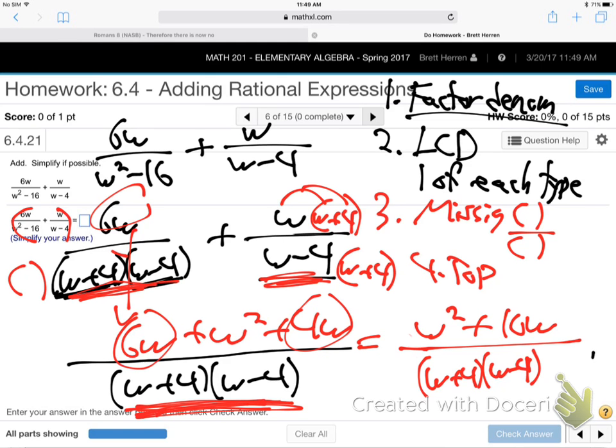Now, questions to that point? What happened to the 6? 6 and 4 made? I just combined like terms. 6W and 4W made 10W. And not W squared, because I'm just adding the numbers in the front.